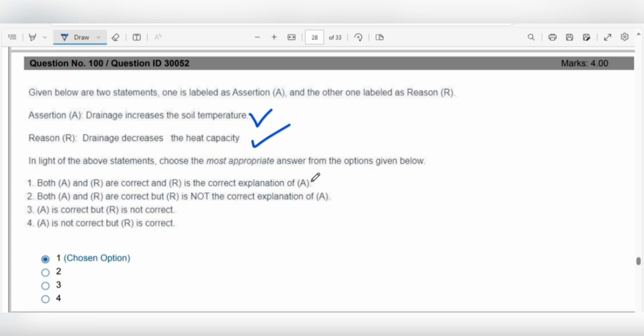So once the water is drained from the soil, the overall specific heat of the soil-water complex decreases, because water has gone out. Water had the higher specific heat, so since it has gone out, the overall specific heat of the system decreases. As a result, the soil temperature will increase. So this is the correctly explained answer: both A and R are correct, with R being the correct explanation of A. All right.